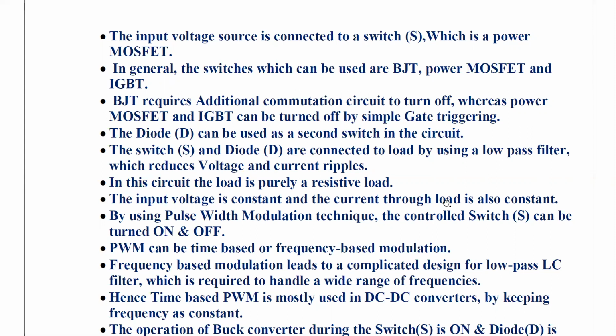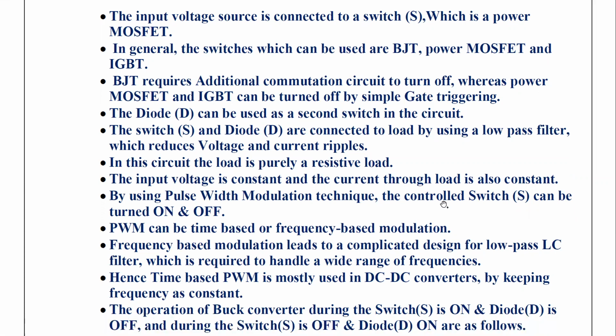By using the pulse width modulation technique, the controller switch S, that means the power MOSFET, can be turned on and turned off. There are 2 types of pulse width modulation: one is time-based pulse width modulation, and the other is frequency-based pulse width modulation. Frequency-based pulse width modulation leads to a complicated design for the low-pass LC filter in the circuit. Therefore, we are taking time-based pulse width modulation only.